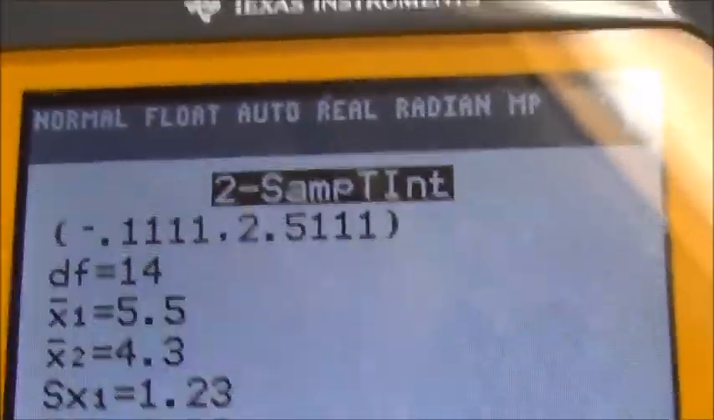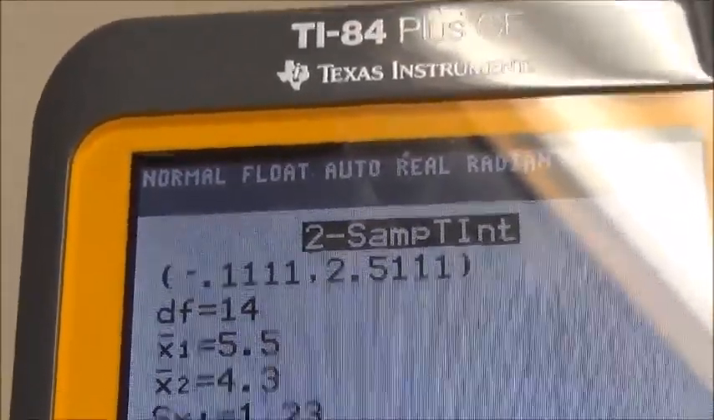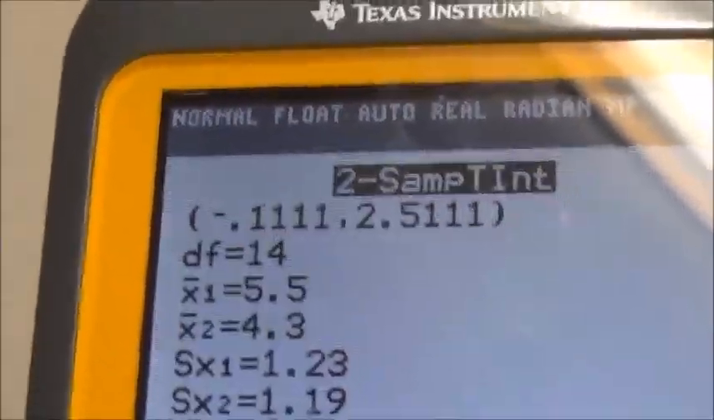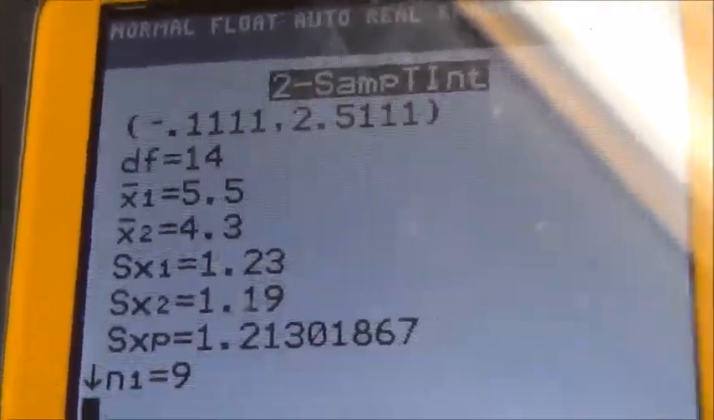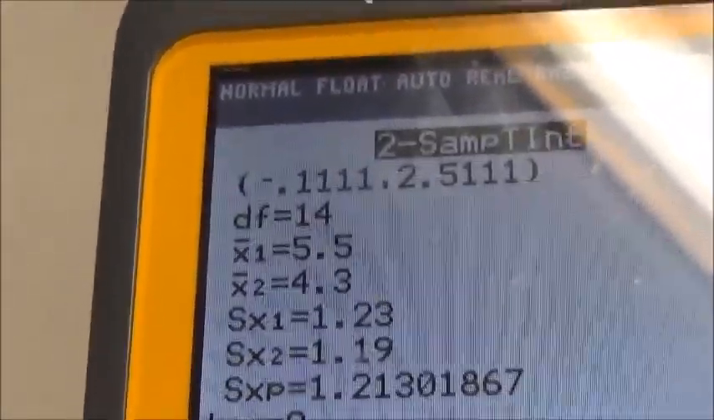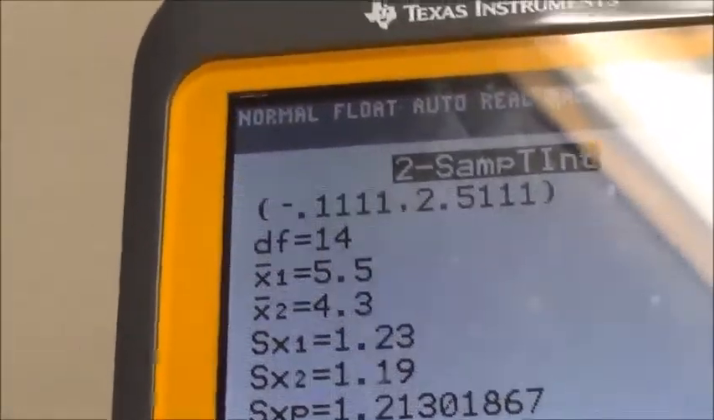And you can see that my confidence interval is from negative 0.1111 to positive 2.5111. So, looking at that, is 0 between those two numbers? Well, since one's negative and one's positive, yes, 0 is in there, which means if the confidence interval contains 0, you are going to do not reject the null. So if you're not rejecting the null, that means you're accepting the null and you're saying that the two things are equal. The question asks, is there a difference? You would have to say no, there is not a difference.